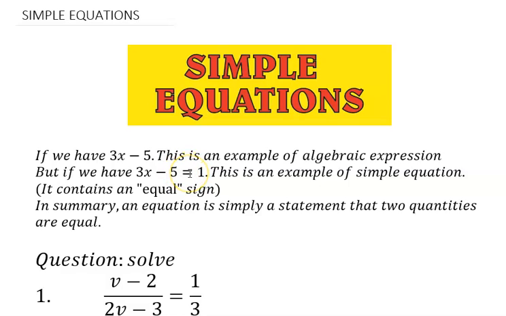Whenever you see an expression that has this equal sign, it is an equation, because at the end of the day, no matter what you have on the left hand side, it will equal what you have on the right hand side. That is what this is trying to explain. So whenever you see something of this nature, the moment there is an equality sign, it means it's an equation. In summary, an equation is simply a statement that two quantities are equal. That is, the left hand side and the right hand side are equal.